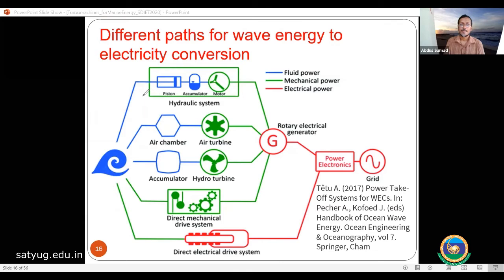If you see this, these are the different paths from wave to energy. This is the wave we are assuming, and if I take the oscillating water column, which India tried and I'm working on, first you go to the air chamber, then a turbine, then turbine to generator, generator electronics, and generator to grid. So this is the flow path.